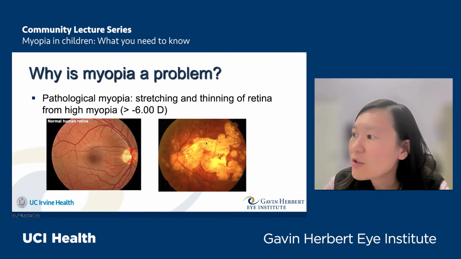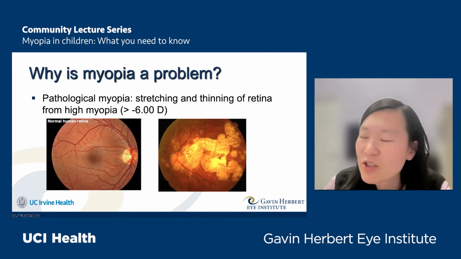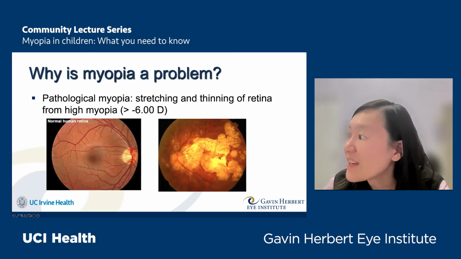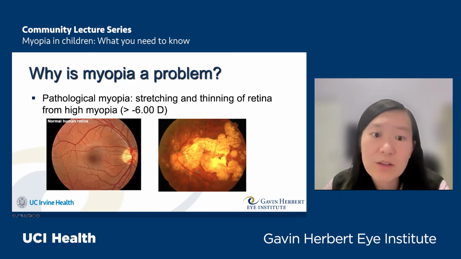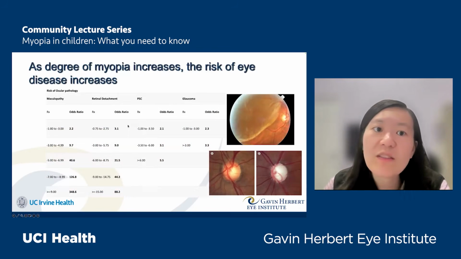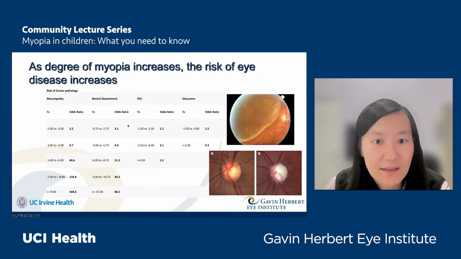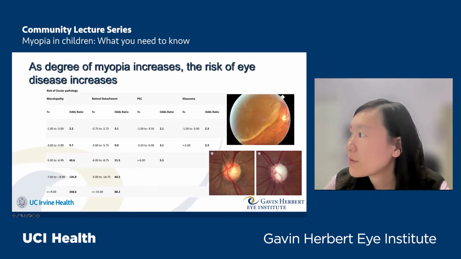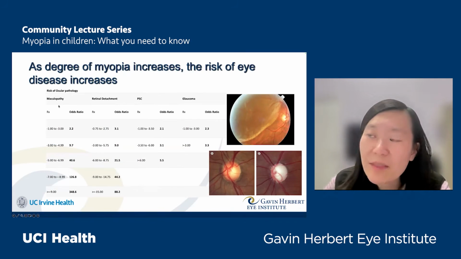Because the retina starts to lose its integrity as it stretches, you see these areas of patchy thinness, and this is an area of concern. And so, as the degree of myopia increases, the risk of eye disease increases. Diseases like retinal detachment, glaucoma, cataracts. And maculopathy was what I showed you earlier in the prior slide.